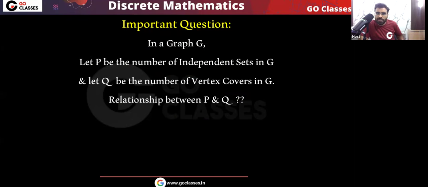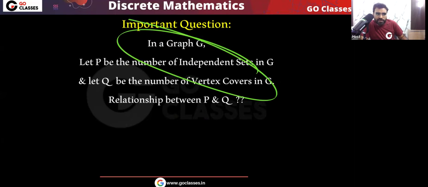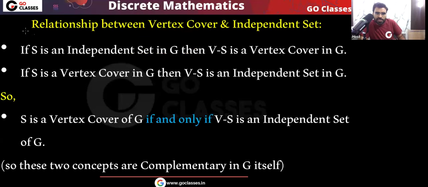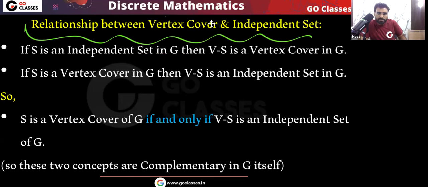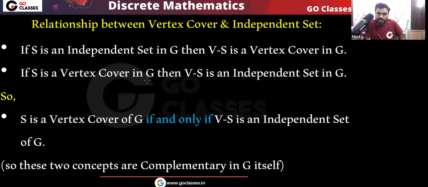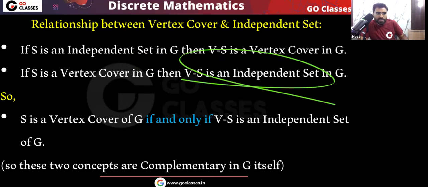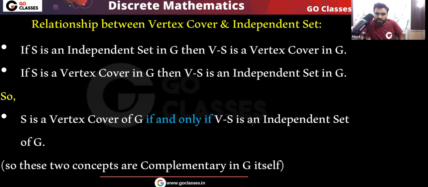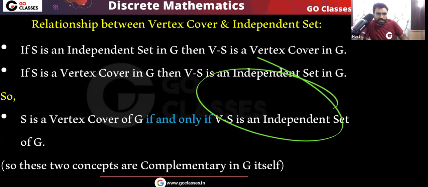Let's answer this question. For this question, we need to know the relationship between independent set and vertex cover, and that we have already seen in our lectures with proof. If S is an independent set in G, then the remaining vertices V minus S will be a vertex cover in G. And if S is a vertex cover in G, then the remaining vertices V minus S will be an independent set in G. So I can say S is a vertex cover in G if and only if the remaining vertices V minus S is an independent set in G.